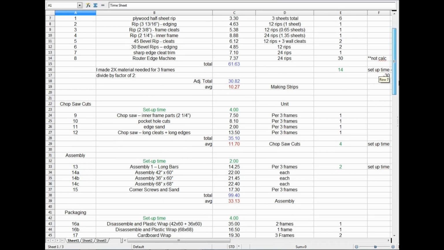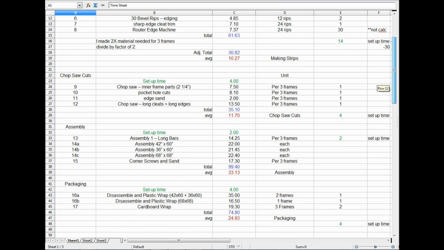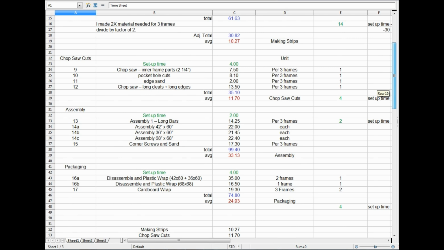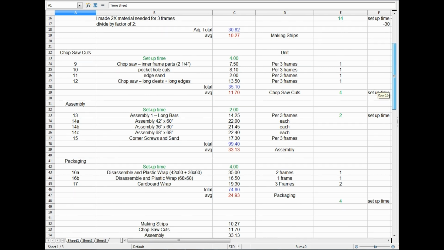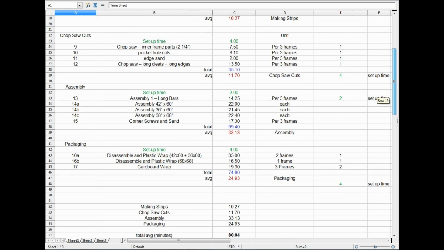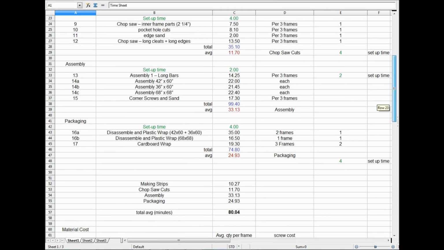The first one being making the plywood strips. And I usually do a much larger production run so that I have material in stock that I could just pull off the rack to make an individual custom frame. So the other 3 steps after making the plywood strips are cutting the individual parts to make each custom frame, and then the assembly of the frame, and then the last step being the disassembly and packaging and shipping.